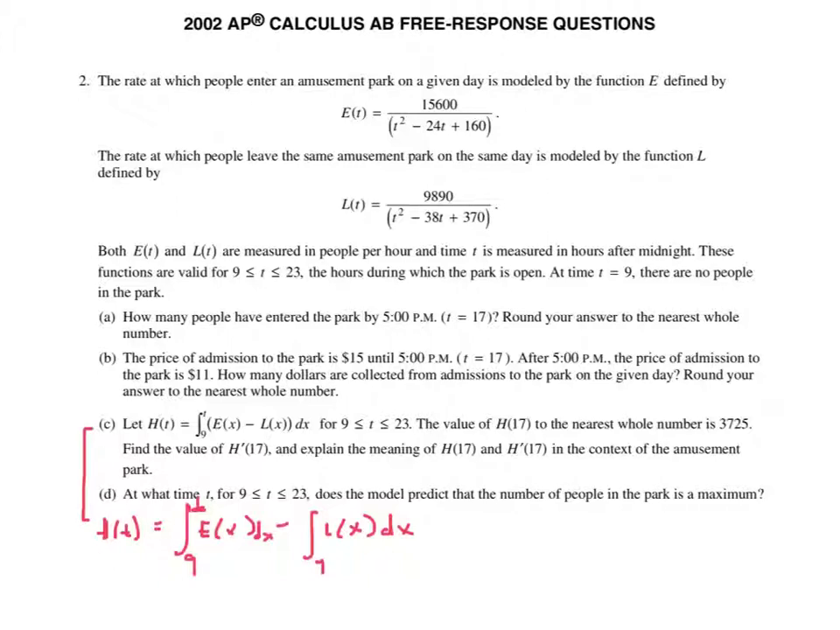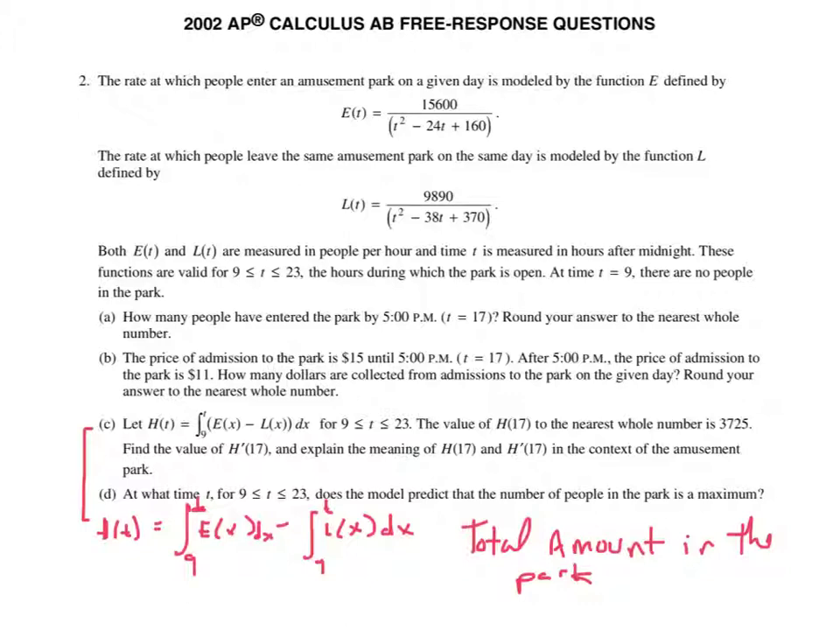And sometimes this helps people say, oh, okay, so it's the amount that came in minus the amount that left. This is the total amount in the park at time t. Okay. So then they say, well, H(17) to the nearest whole number is 3,725.